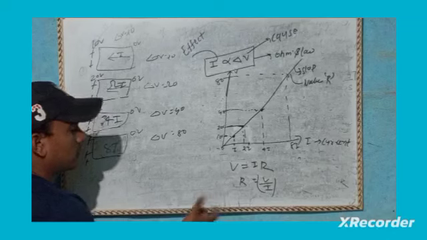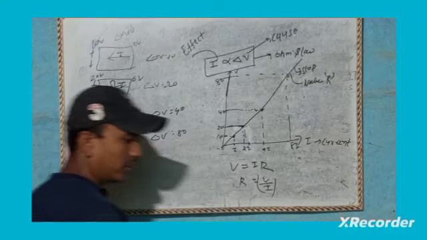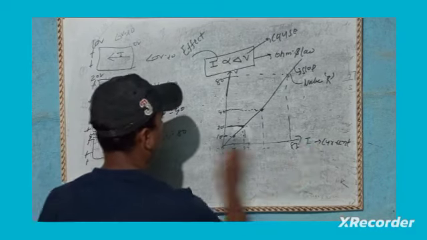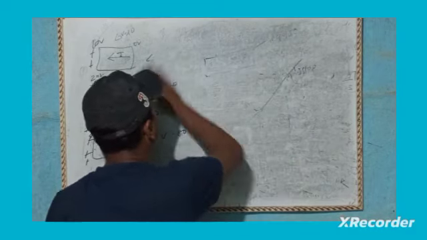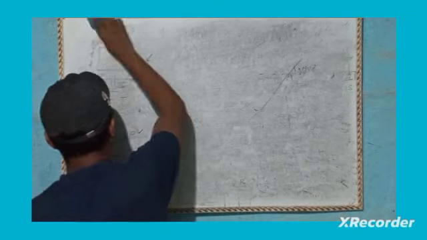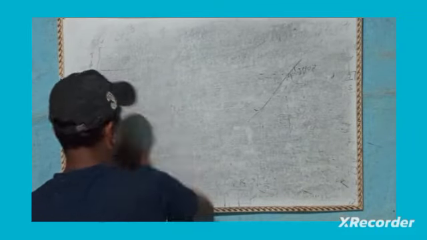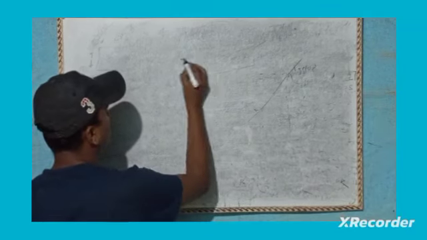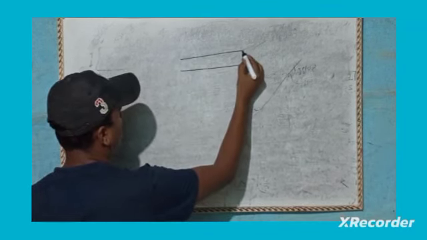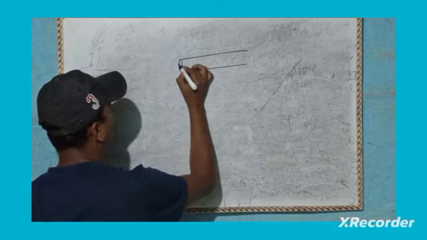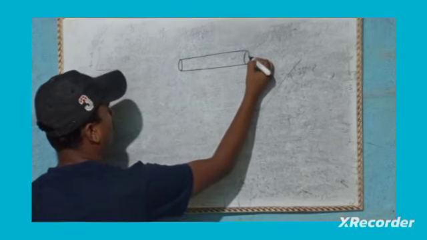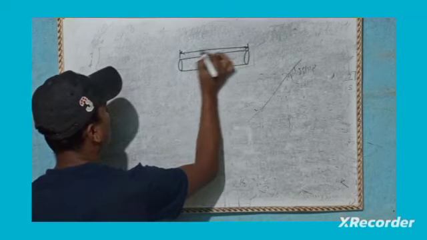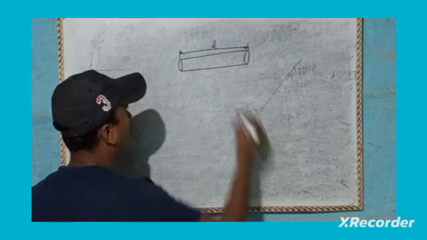So I explained briefly about resistance. Come here. What is the resistance? Suppose it is a conductor. Yes or no? The conductor contains a length L.